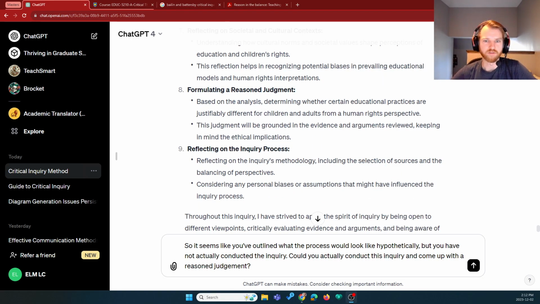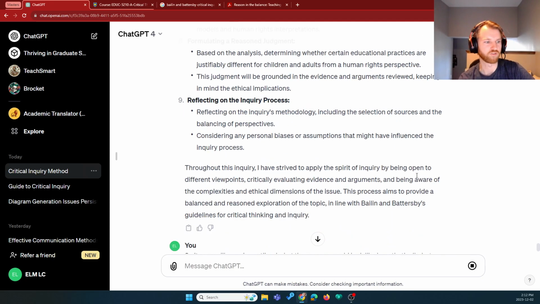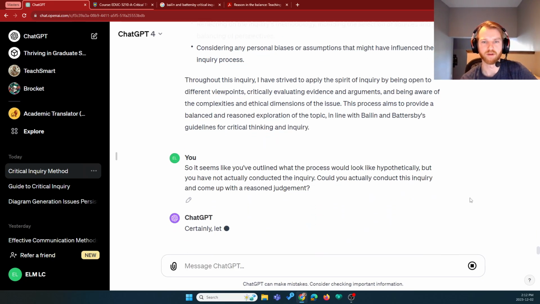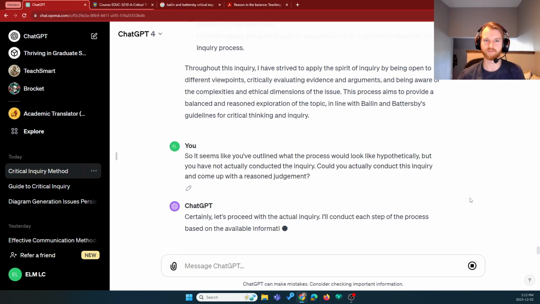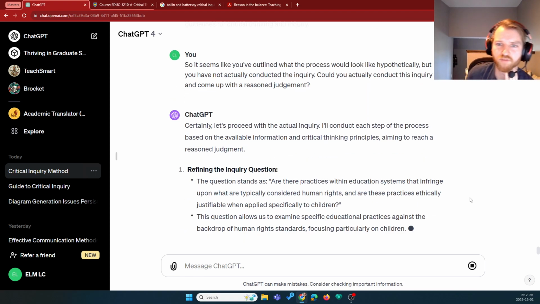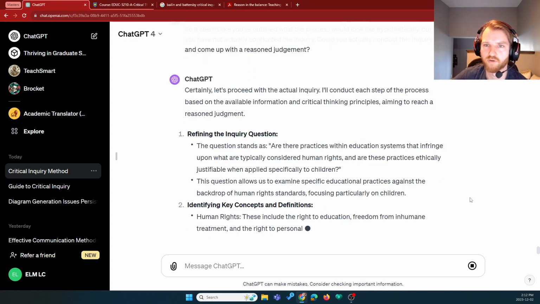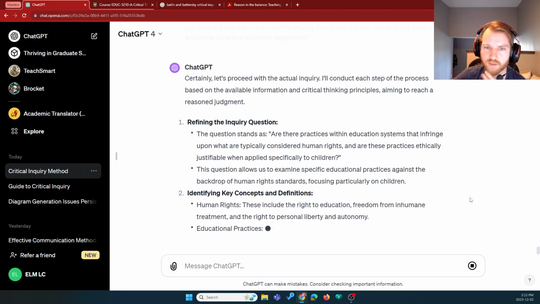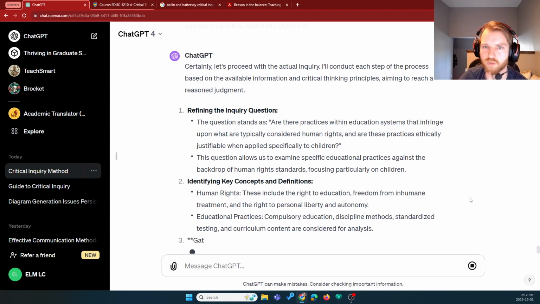So I'm saying it seems like you've outlined the process and what the process would look like hypothetically, but you have not actually conducted the inquiry. Could you actually conduct this inquiry and come up with a reasoned judgment? I'm not sure if it will actually go through each step at this point, but I really want it to come up with a reasoned judgment. So I guess we'll see what it does with that. I think I might have confused it by first saying I want you to guide me through this process, and then saying conduct it itself. So if I start a new conversation with it and from the get-go ask it to be doing this, it might do better.